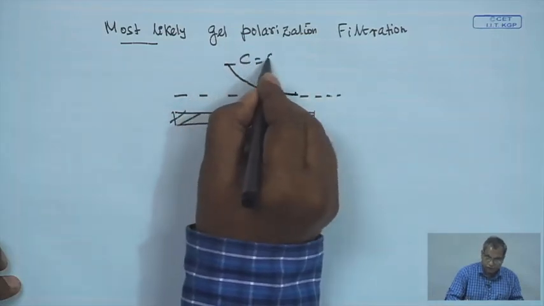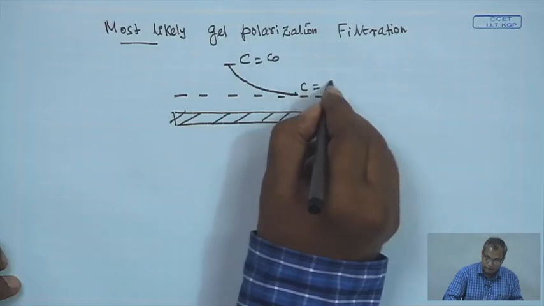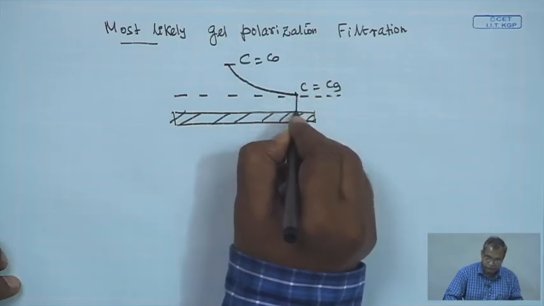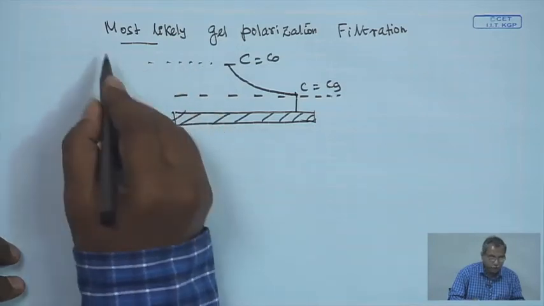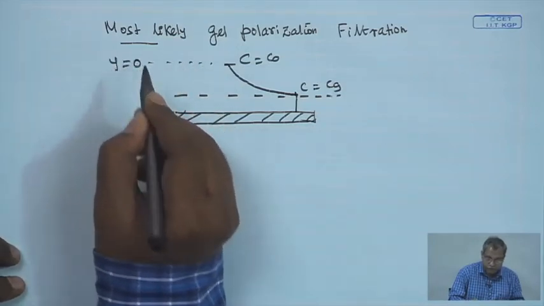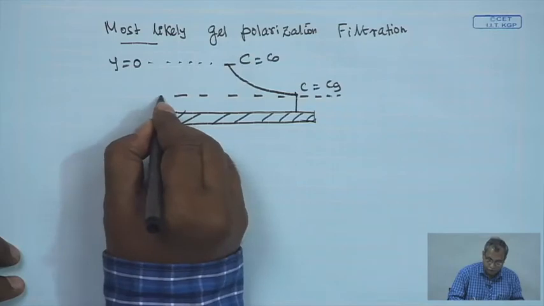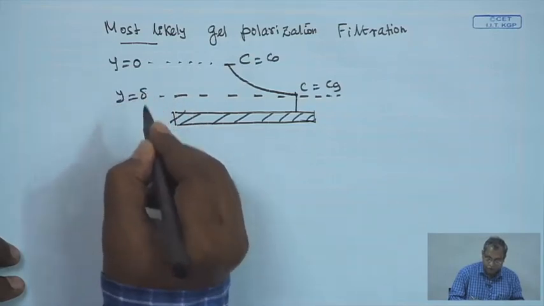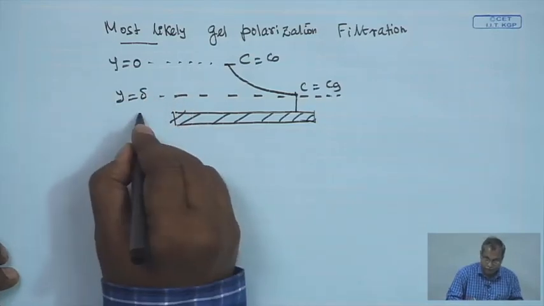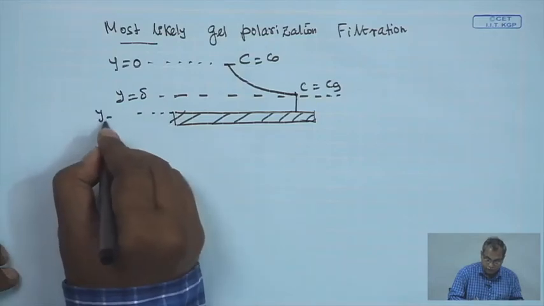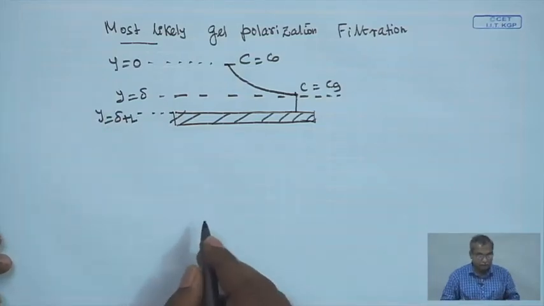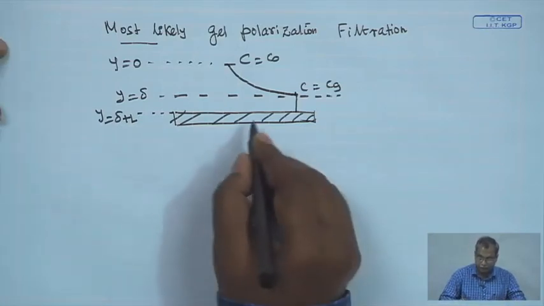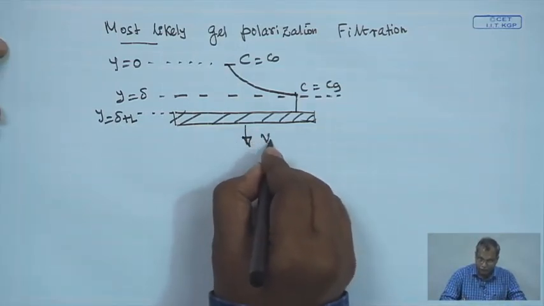So, C is equal to C naught here, C is equal to C g here, and C g remains the same in the gel layer. If you put your axis at y equal to 0, this will be y equal to delta, where delta is the thickness of the mass transfer boundary layer, and then this will be y equal to delta plus L, where L is the thickness of the gel layer at any point of time, and then you will be getting a permeate flux.